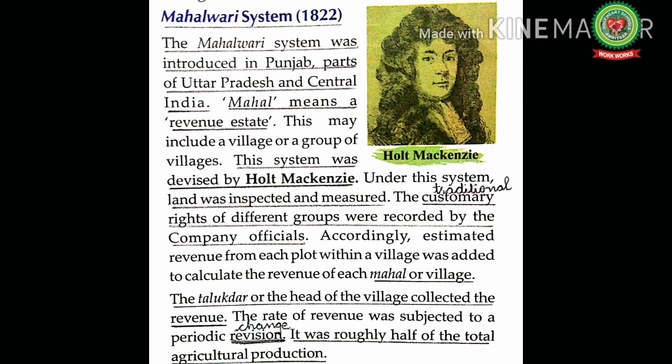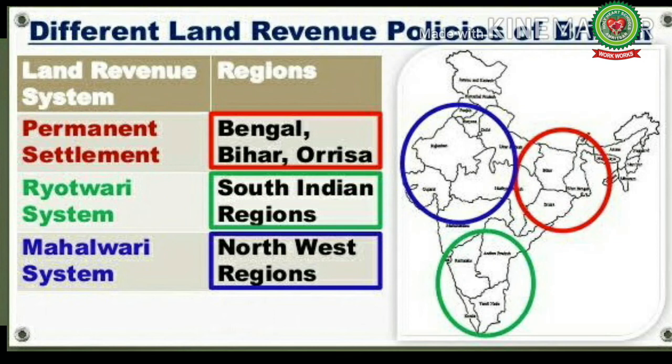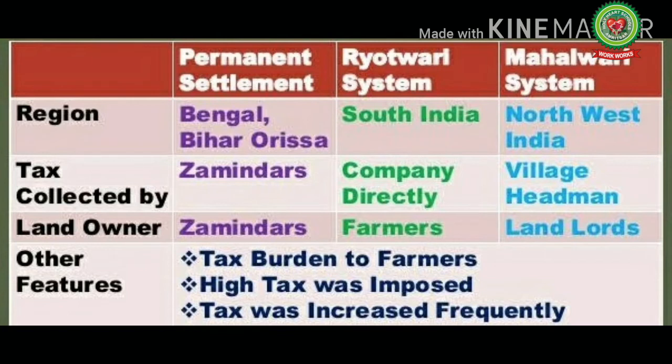Now, before discussing the next topic, let us recall these revenue collection systems of the English East India Company. The permanent settlement was introduced in Bengal, Bihar, and Odisha. The Rayotwari system was introduced in South India, whereas the Mahalwari system was introduced in Northwest India. In the permanent settlement, the tax was collected by the zamindars, whereas in the Rayotwari system, the tax was collected by the company directly. And in the Mahalwari system, the tax was collected by the village headman or talukdar.